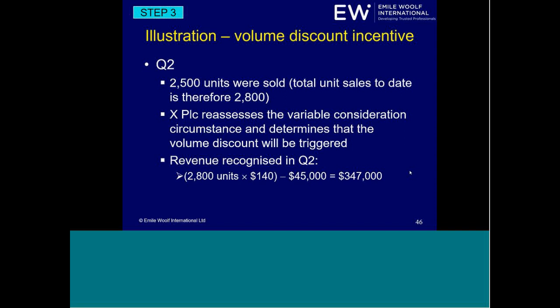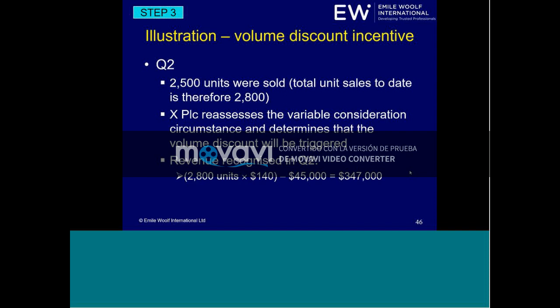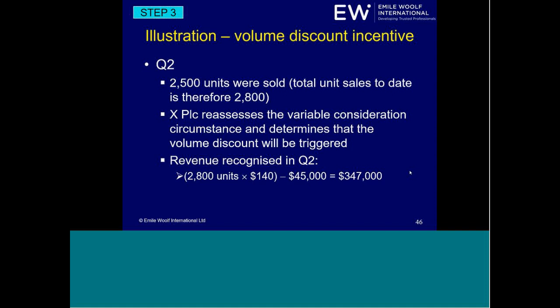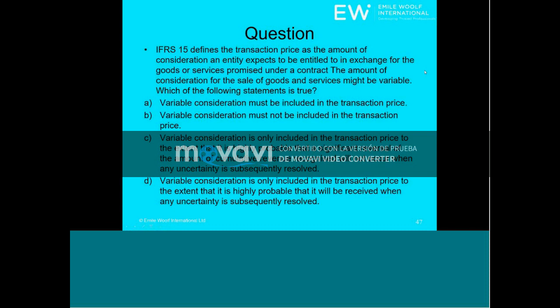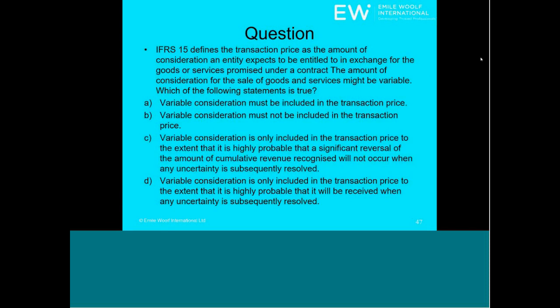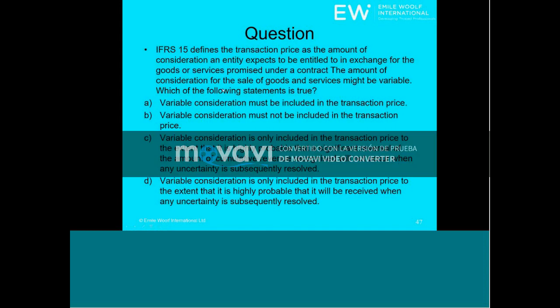And AS 18 did not answer. And that characteristic of IFRS 15 is that it has answered many unanswered questions from the old standard. Question for you. The transaction price is the amount of consideration that you expect to be entitled to in exchange for deliverables. The sale of goods and services might be variable. Which of the following statements is true?